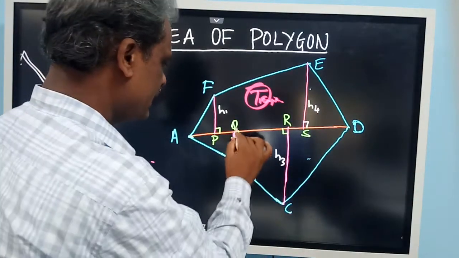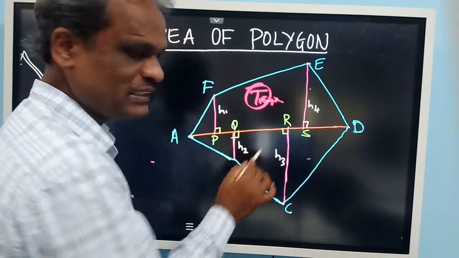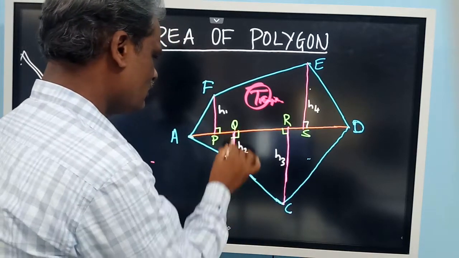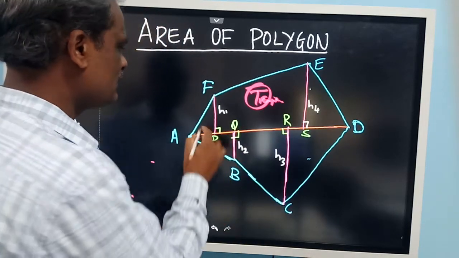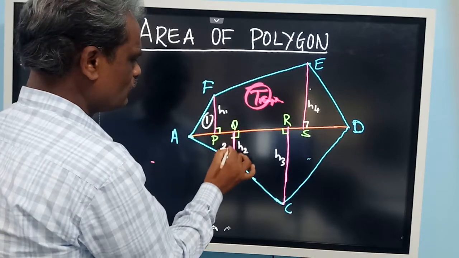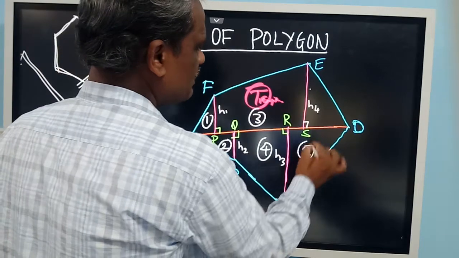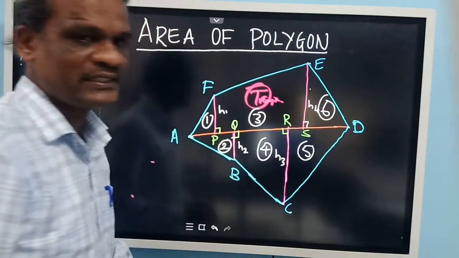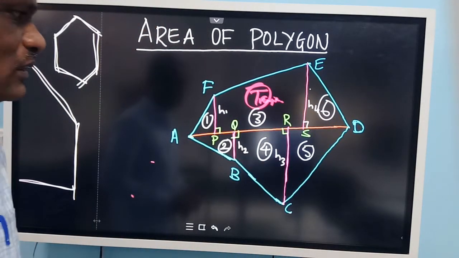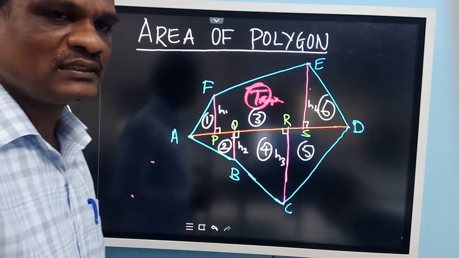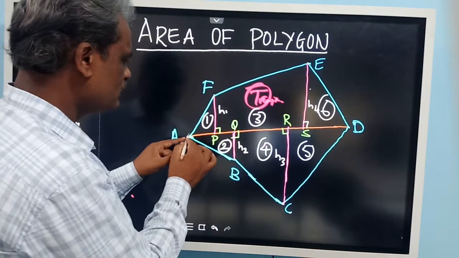So this is a triangle, this is a trapezium, this is a triangle, again another right angle triangle, and here look at this, this is another trapezium, and this is one more triangle. So we got 1, 2, 3, 4, 5, 6 parts. We have divided this into 6 parts.